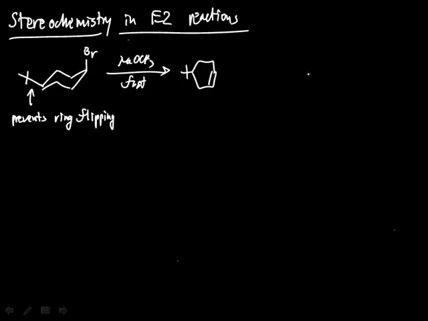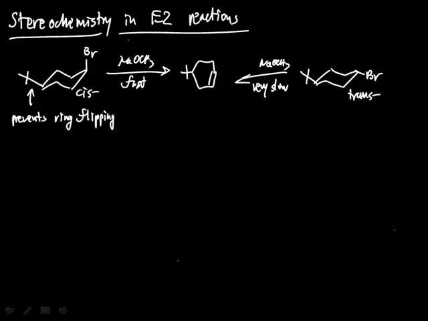On the other hand, if you look at the trans isomer of the same compound, then this trans isomer will only very slowly react with base to give us the same alkene. This is trans and this is cis.